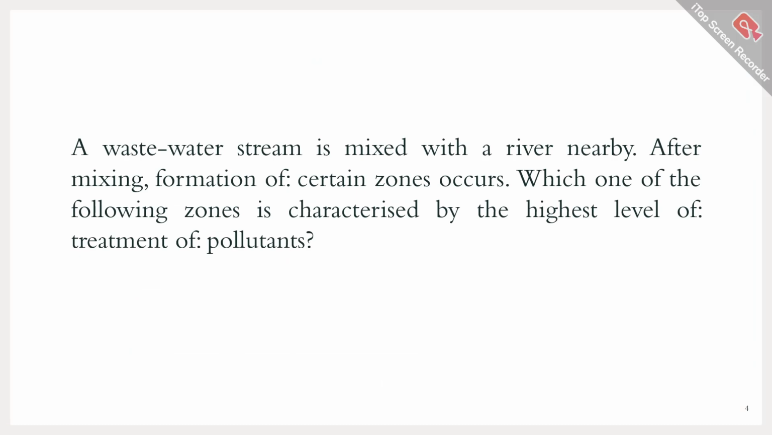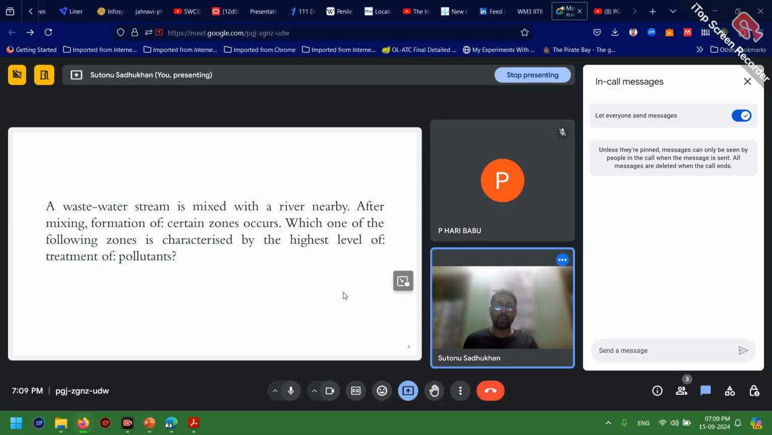So today's first question is: a wastewater stream is mixed with a river nearby. After mixing, formation of certain zones occurs. Which one of the following zones is characterized by the highest level of treatment of pollutants? Actually, this problem we finished in a hurried manner in the last class. So in today's session I promised that I would discuss the background of this problem a little bit. That's why I am starting today's class with this problem.